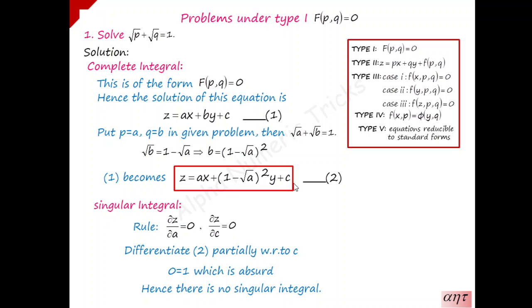For all the problems, when one arbitrary constant occurs separately, in that case just write it this way. Differentiate with respect to that constant only, and then you get the absurd result, and you conclude that there is no singular integral or no singular solution for the given problem.